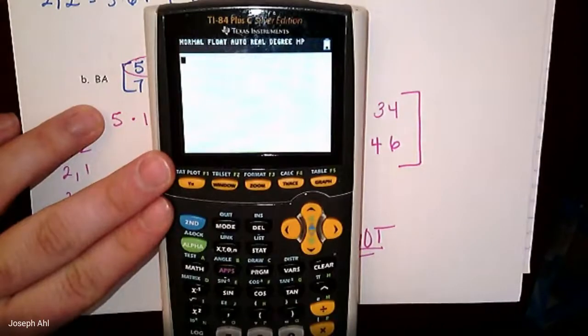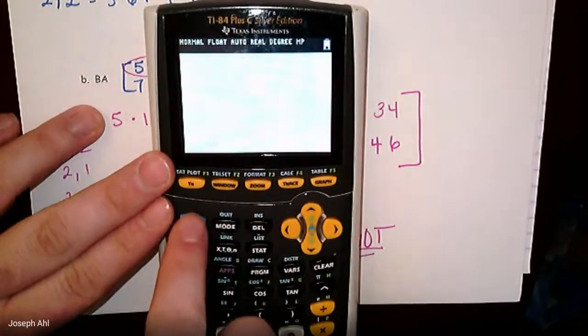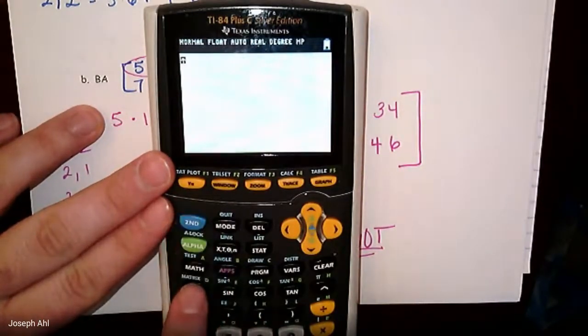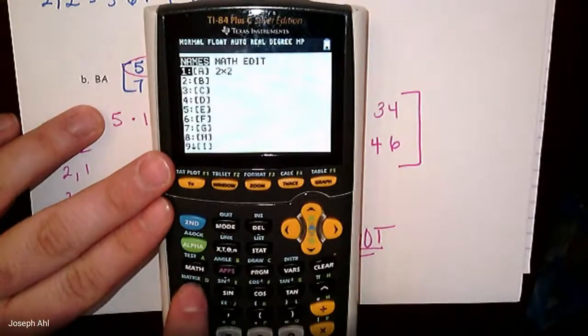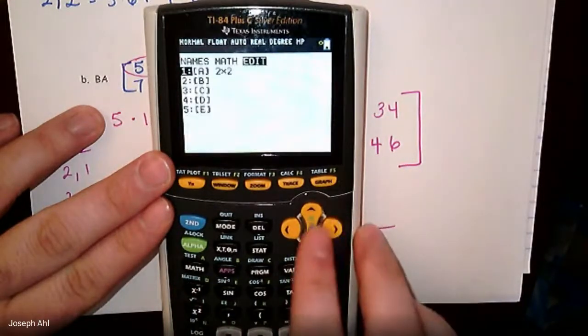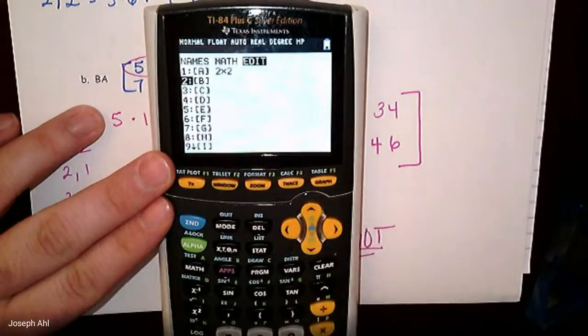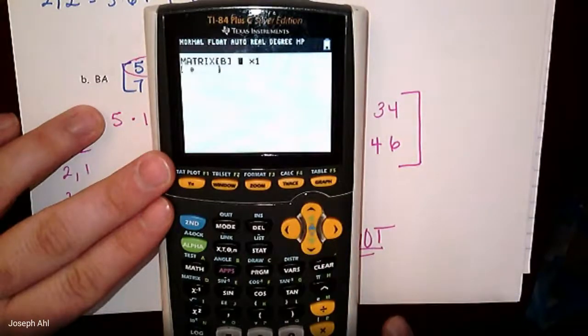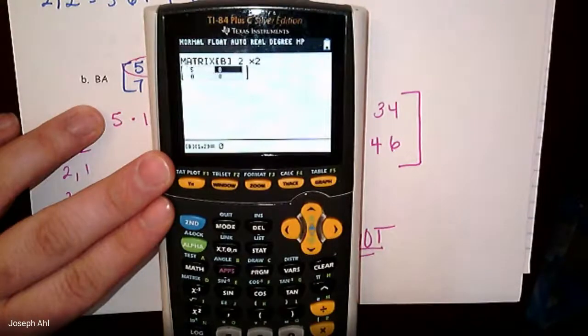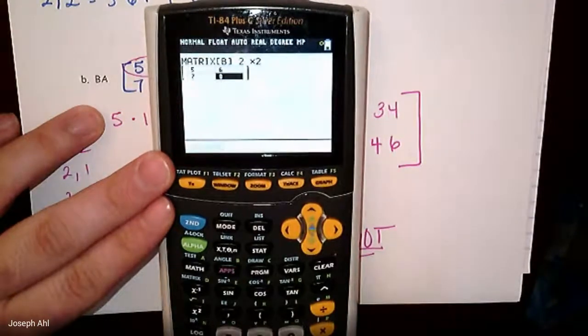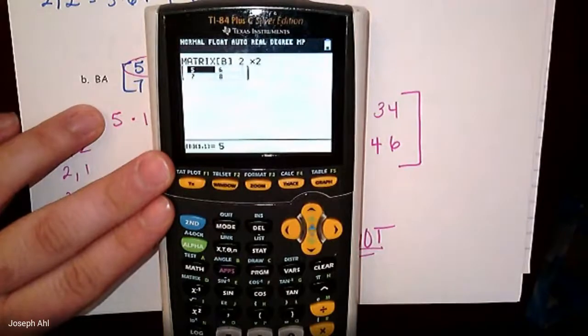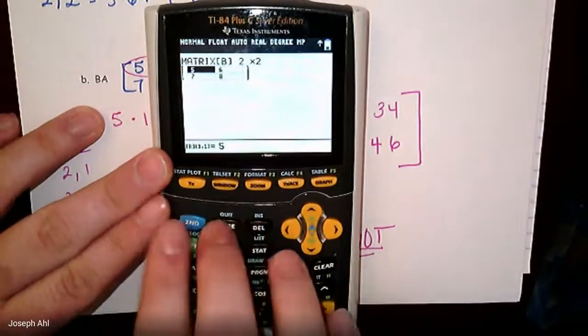I realize this could be fast, guys, so if it's too fast, go pause real quick. Hit second matrix again, go over to edit, and we're going to change matrix B now. So scroll down to B. We want this to be a 2x2. The elements are 5, 6, 7, and 8. All right, if we've edited that correctly, quit that screen.